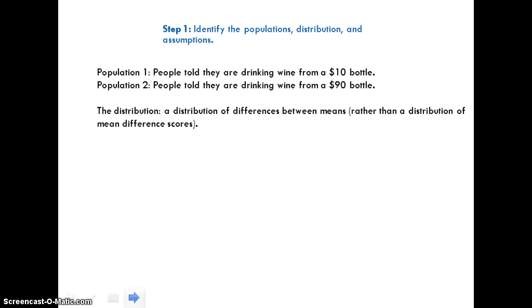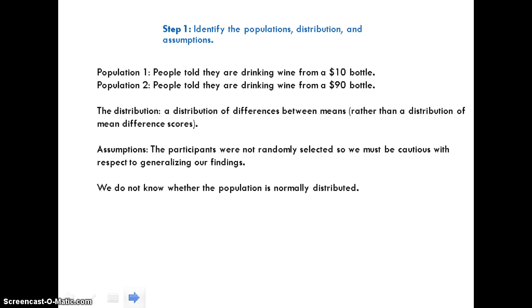The distribution is a distribution of differences between means. And our assumptions: participants were not randomly selected here, so we need to be cautious with respect to generalizing. We don't know whether the population is normally distributed, and our sample size is kind of small. We haven't gotten to that yet. I'll show you in a minute. And the other is our dependent variable, our scale is scale.